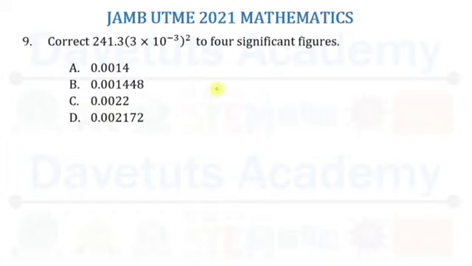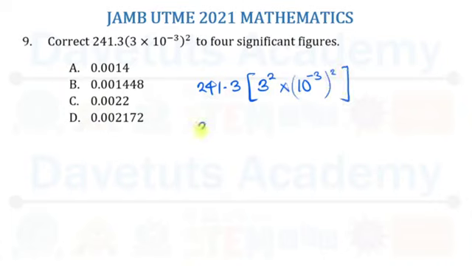In this question on significant figures, we're asked to find this particular expression correct to 4 significant figures. So we have 241.3 multiplied by, look at this, 3 times 10 raised to power minus 3, all raised to power 2. So I'm having it as 3 raised to power 2 times 10 raised to power minus 3 raised to power 2. 3 raised to power 2 is 9. Then here, 10 raised to power minus 3, all raised to 2, is 10 raised to power minus 6, because minus 3 and 2 will multiply each other to be minus 6.